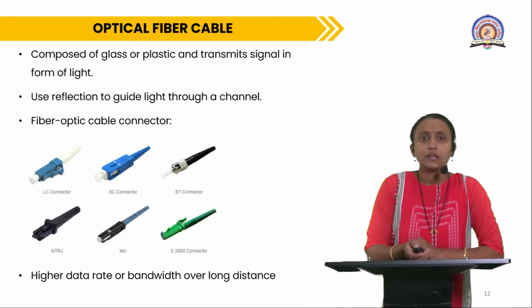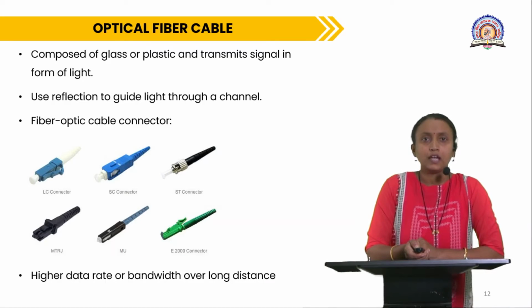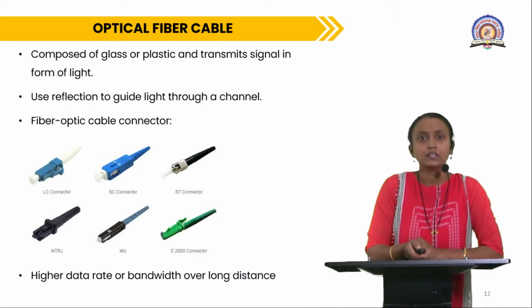Same way as coaxial cable, there are different types of connectors that will be used for optical fiber cable, and those connectors are SC connector, that is subscriber channel, then ST connector, straight tip connector, and the last one is MTRJ, which is similar to RJ45. Then as compared to twisted pair and coaxial cable, the optical fiber cable has higher data rate as well as higher bandwidth, and hence it can be used over long distances.